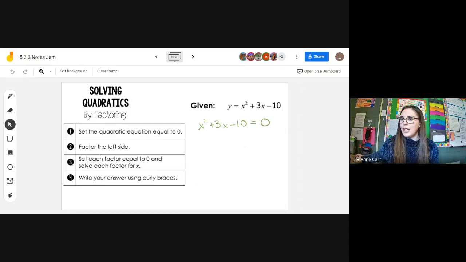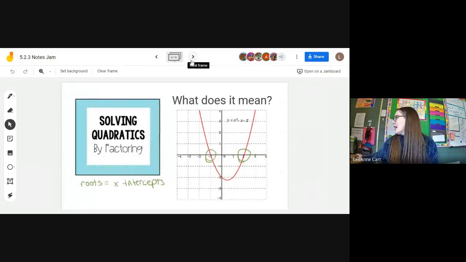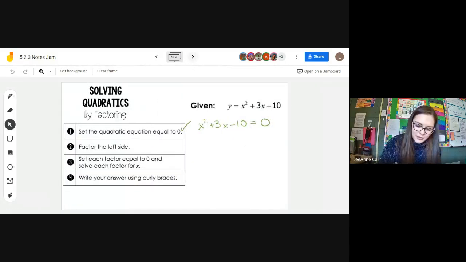All right, now that I have this, now I am going to factor. So we did step 1. I'm going to factor now. And you guys actually just did this. If we go back 2 frames ago, we already factored this. We found that it was x minus 2 and x plus 5. So using that answer, I'm going to say, all right, x minus 2 and x plus 5 equals 0. Cool. I did step 1. I did step 2. Now steps 3 and 4.